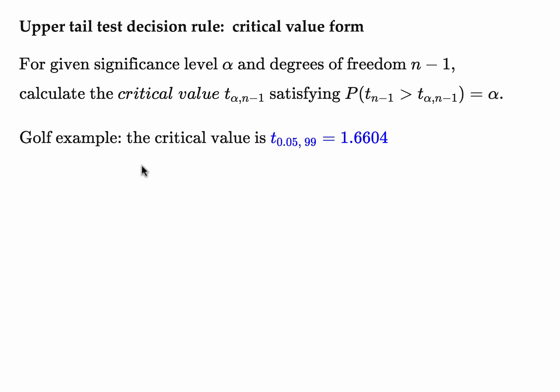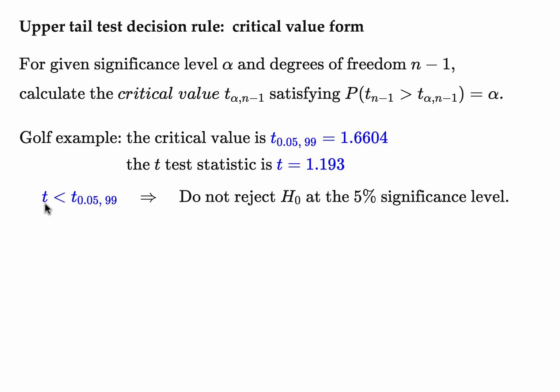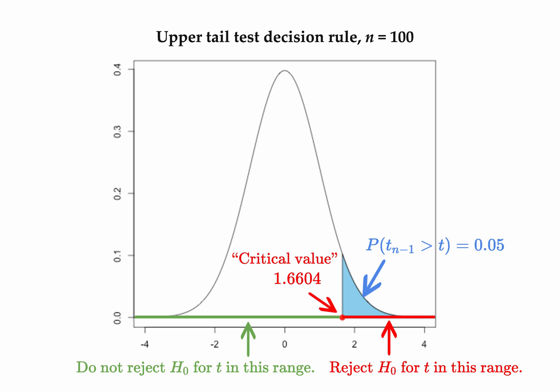In the golf example, as we saw, the critical value is 1.6604, which we calculated before, and the t-statistic that we calculated was 1.193. So you can see that in this case, the t-statistic is less than the t critical value. In other words, the t-statistic is somewhere around here, in the green area, where we're not rejecting the null hypothesis. It's below 1.66, somewhere down here.